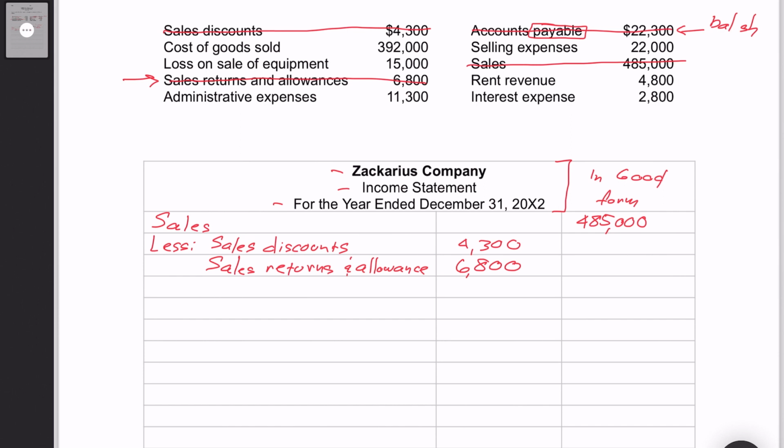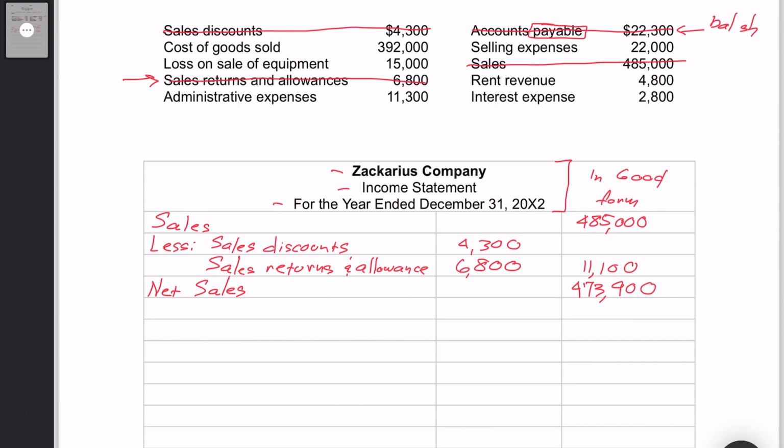Now that we have these two items here, we're going to go ahead and total them and put them in the right-hand column. This is going to be $11,100, which were subtractions from our sales, which is going to lead us to our net sales. And our net sales provide us with $473,900.